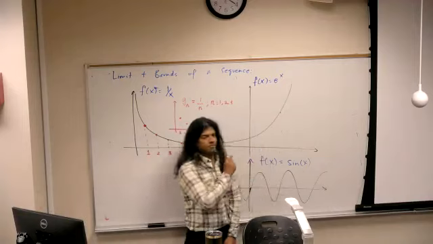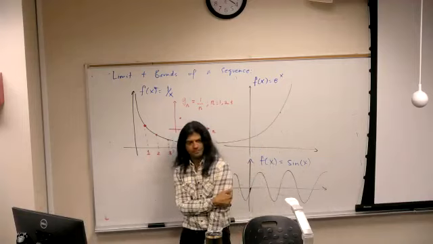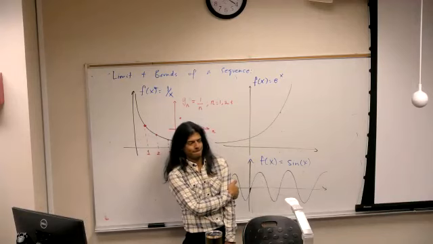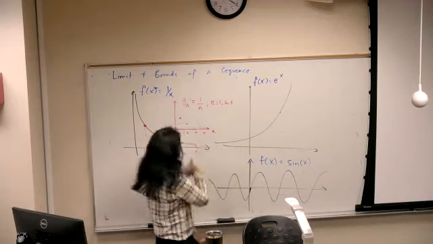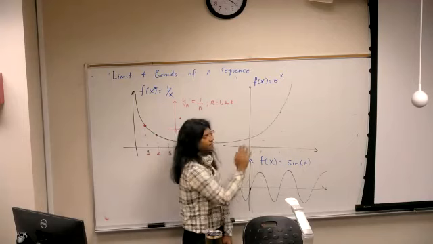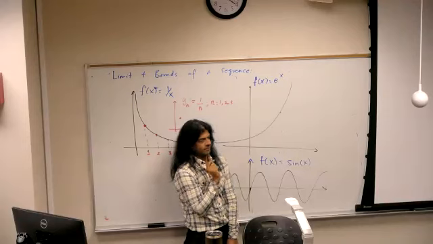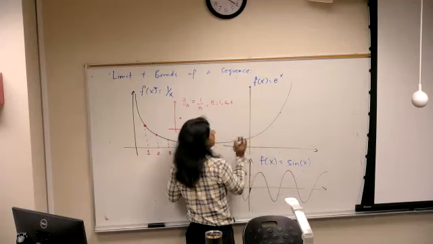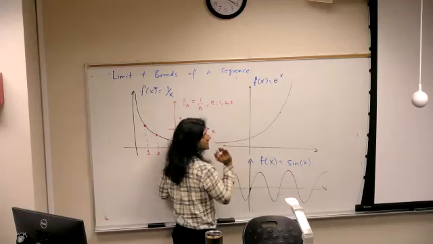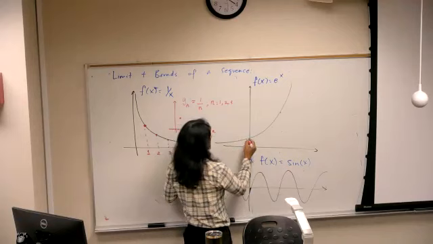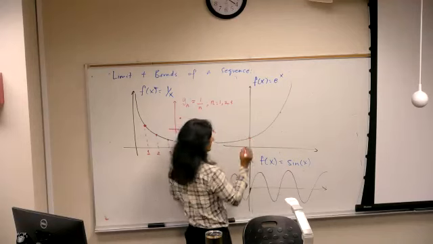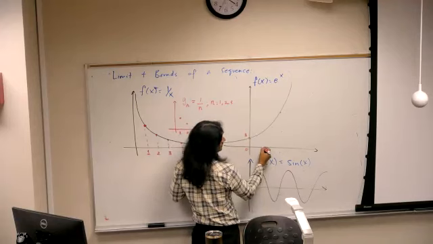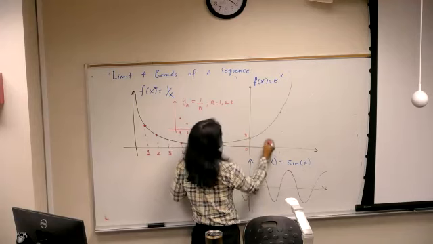Should we start at 0 or 1? This one started at 1, so for the next curve, should we start at 0 or 1? 0. Okay, I like that. So when x is equal to 0, what is the value of the function? 1. Good. When x is equal to 1, what is the value of the function? E.